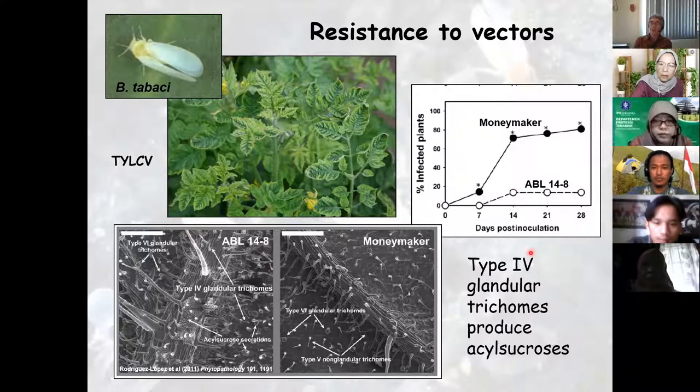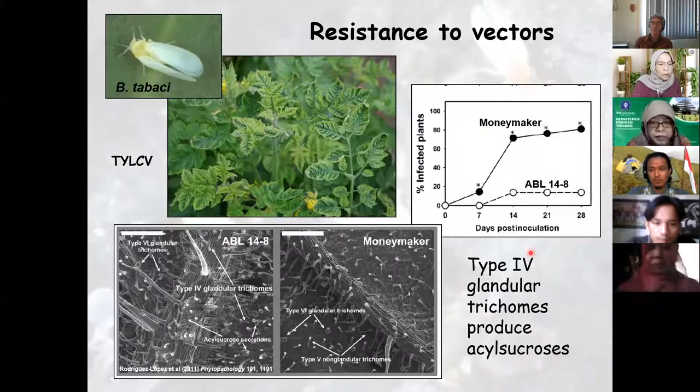That's purely because the white flies don't like feeding on the tomato. If they feed on the tomato, it's infected. The tomato is susceptible to the virus, but it's just not a good host for the aphid or for the white fly. So the resistance can be to vectors as well as to the virus.